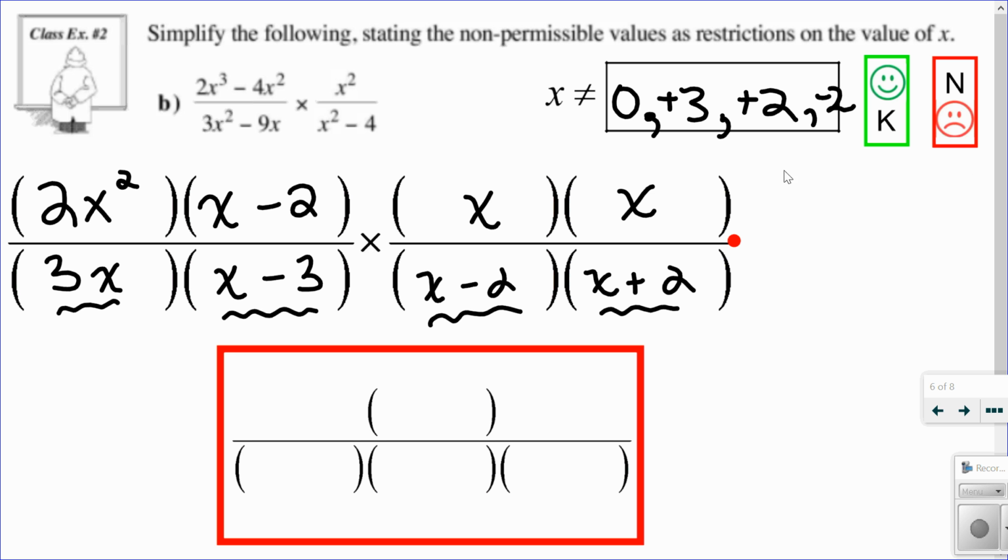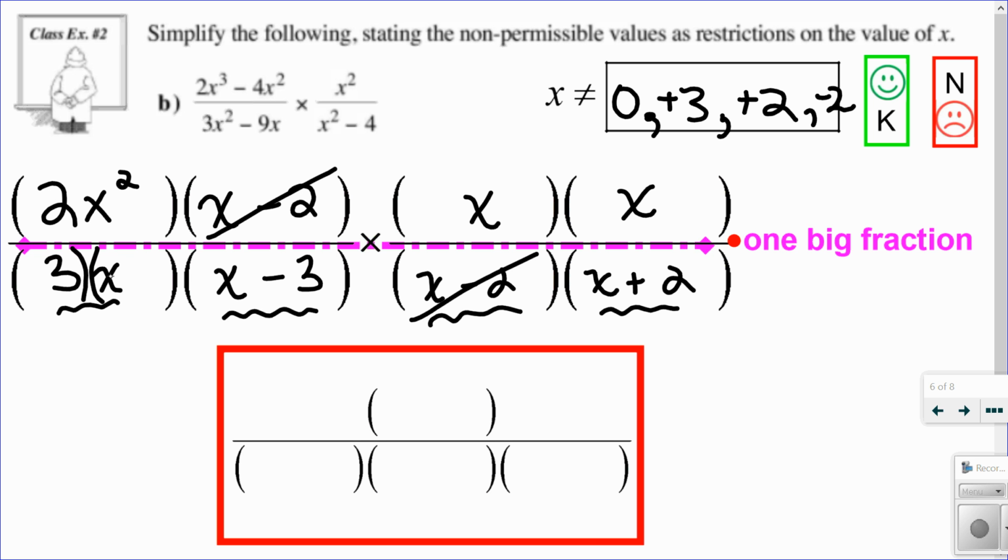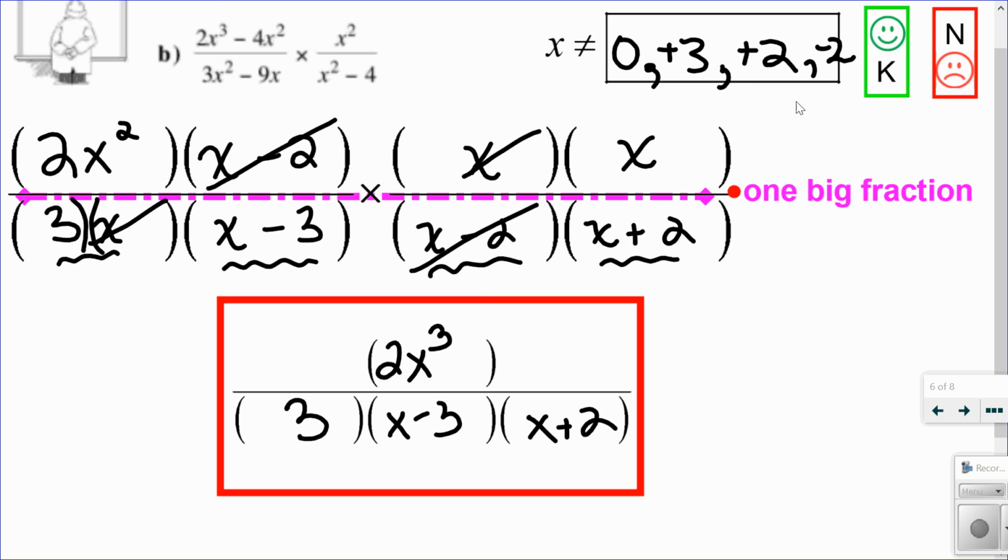Now I'm ready to multiply. So I just multiply it as one big fraction, and then I look for common terms, no, common factors to simplify. So x minus 2 and x minus 2 are gone. I have 3x. Let's talk about that for a minute. 3x really just means 3 times x. So I can cancel the x with the x. And there doesn't appear to be anything else. So in the numerator, I'm left with 2x squared times x is 2x cubed. And then I'm left with 3 times x minus 3 and x plus 2. And that would be my final answer.